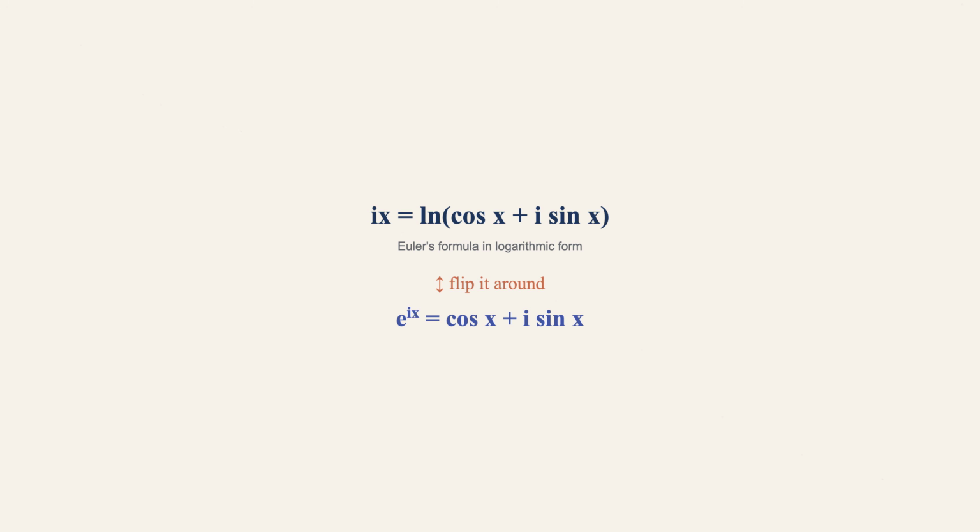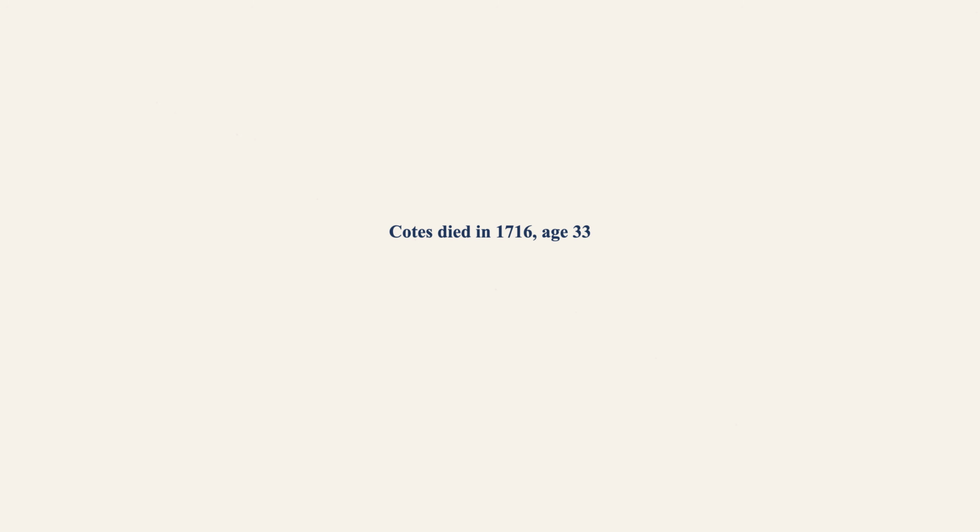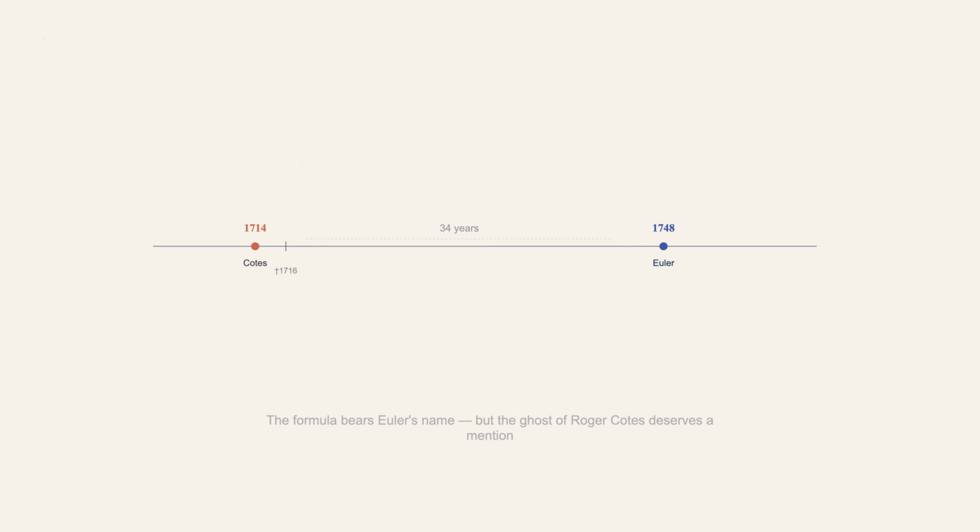But Cotes died in 1716, at age 33. Newton himself said of Cotes, "If he had lived, we might have known something." Euler, working independently 30 years later, derived the same result using a completely different method, through infinite series rather than geometry. And it was Euler who recognized the full power of the formula, who connected it to the 5 constants, and who published it in a form the world could use. The formula bears Euler's name, but the ghost of Roger Cotes deserves a mention.